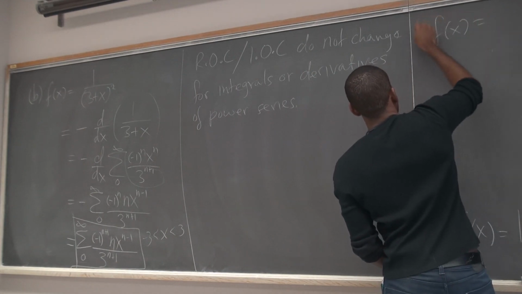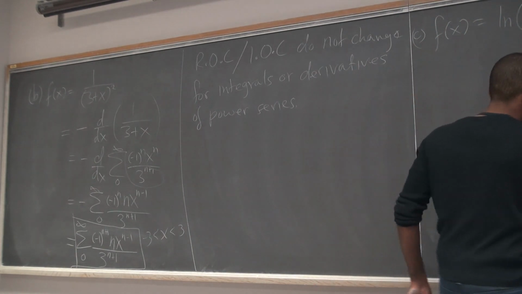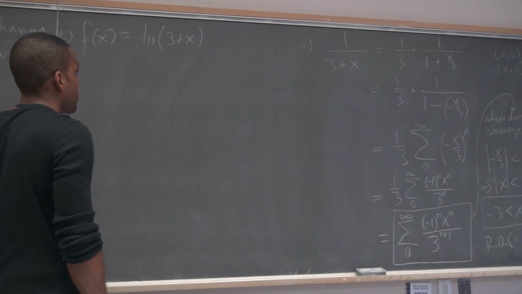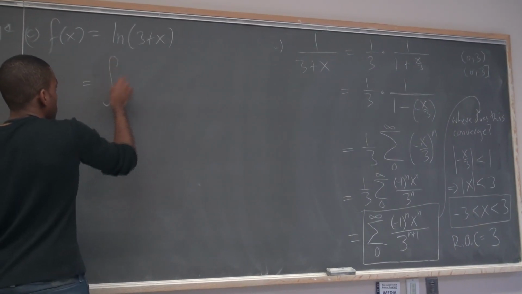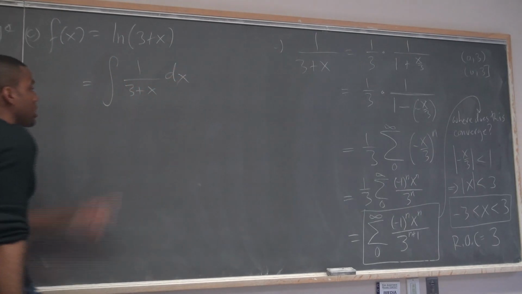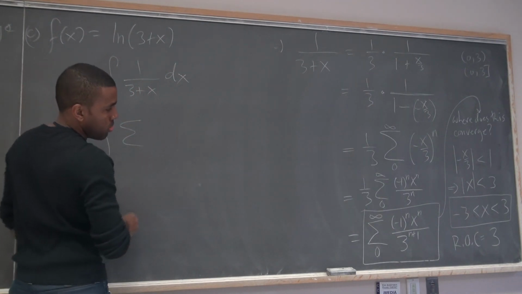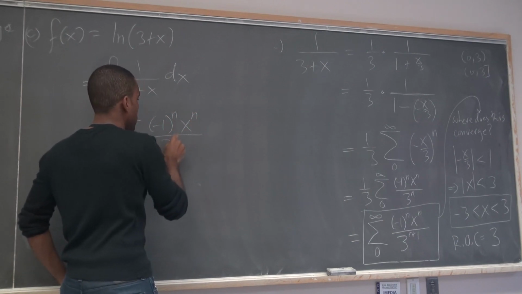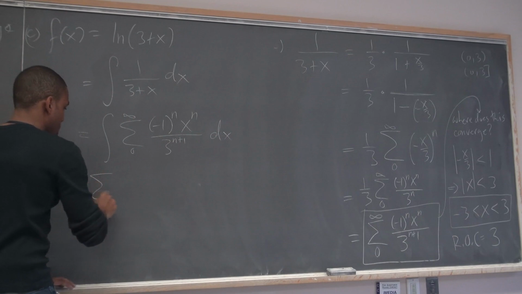Okay, let's do this one, part C. ln of 3 plus x. Is it the same concept? Because the derivative of that is real. How do I write it in terms of 1 over 3 plus x? It's the integral of 1 over 3 plus x. I integrate that guy, I get this guy. So now I can integrate the sum from 0 to infinity of minus 1 to the n, x to the n, over 3 to the n plus 1 dx. So basically what I did last time, I just switched the summation and the integral.